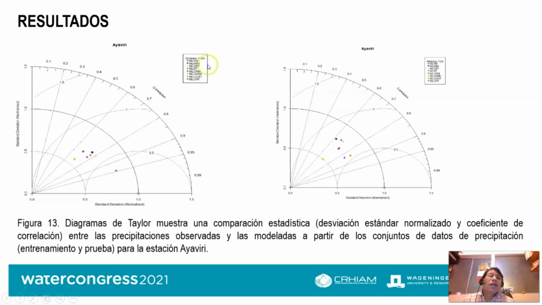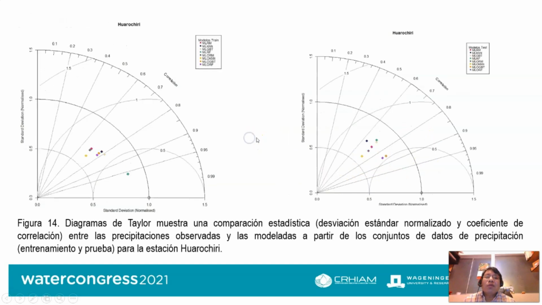And on the test stage, remember that the first one was training and this one is test, there are two models that have the best performance, which are the optimized machine learning gradient boosting tree and optimized machine learning random forest. These are the ones that give us the best results. And we can see something similar with another station. In this case, it's Huarochirí. So it's a similar interpretation, as you can see.